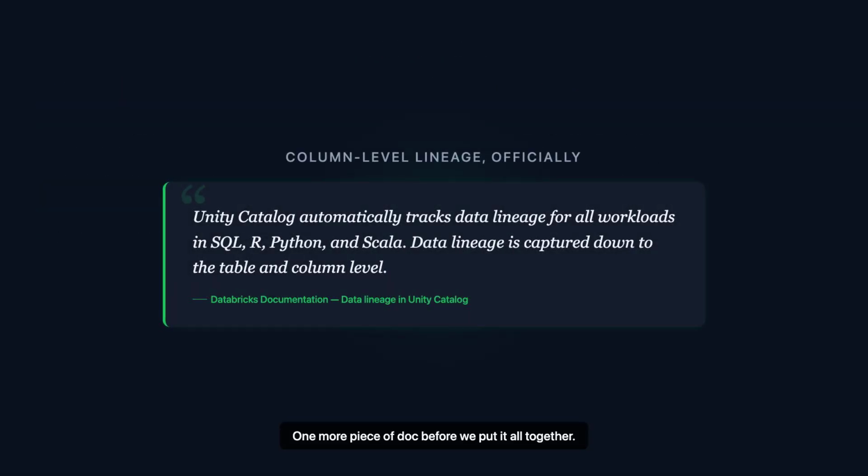One more piece of doc before we put it all together. Unity Catalog automatically tracks data lineage for all workloads in SQL, R, Python, and Scala. Lineage is captured down to the table and column level. One small caveat worth knowing: for Scala and R workloads, lineage tracking requires single-user cluster access mode. SQL and Python work everywhere. That column-level guarantee is the engineering hook for the DataDino fix, because if you tag a column at ingest, the lineage graph carries that provenance through every transformation downstream.